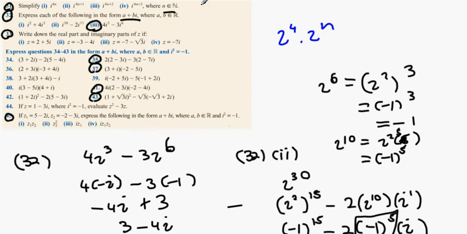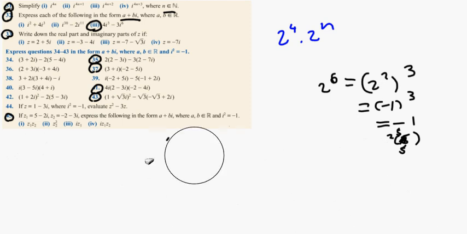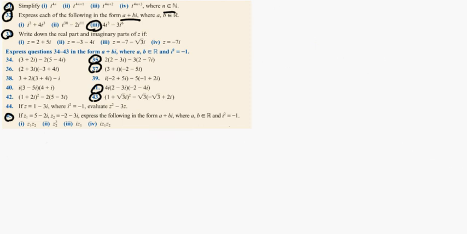Now, in question 33, write down the real part and the imaginary part of z, where z is the complex number. Well, it's quite easy really. We go 2 is real, i is imaginary, 5 is imaginary, minus 3 is the real part, minus 4 is the imaginary. Remember, it's not minus 4i, it's minus 4. Minus 7 is the real part, minus root 3 is the imaginary part, and finally 0 is the real part and minus 7 is the imaginary part. Okay, moving on to number 35.